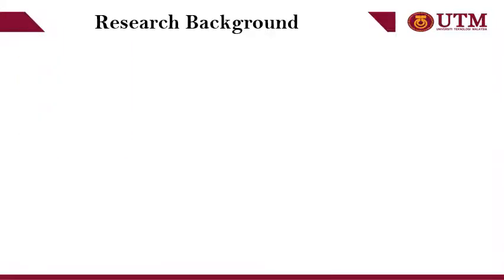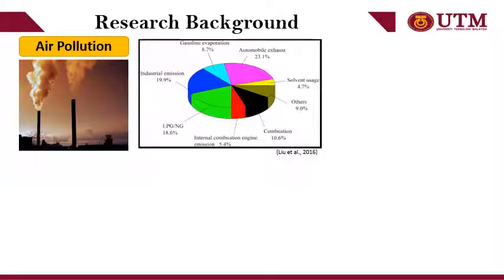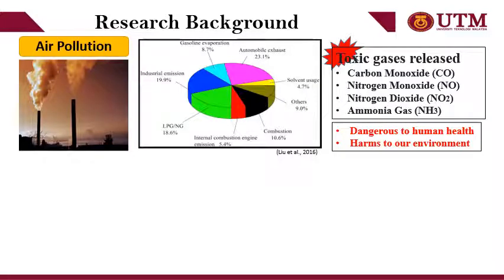Air pollution is one of the most serious problems in the world. It has different emission sources, but motor vehicles and industrial processes contribute the major part. Toxic gases such as carbon monoxide, nitrogen monoxide, nitrogen dioxide, and ammonia are highly dangerous to human health and harmful to our environment.